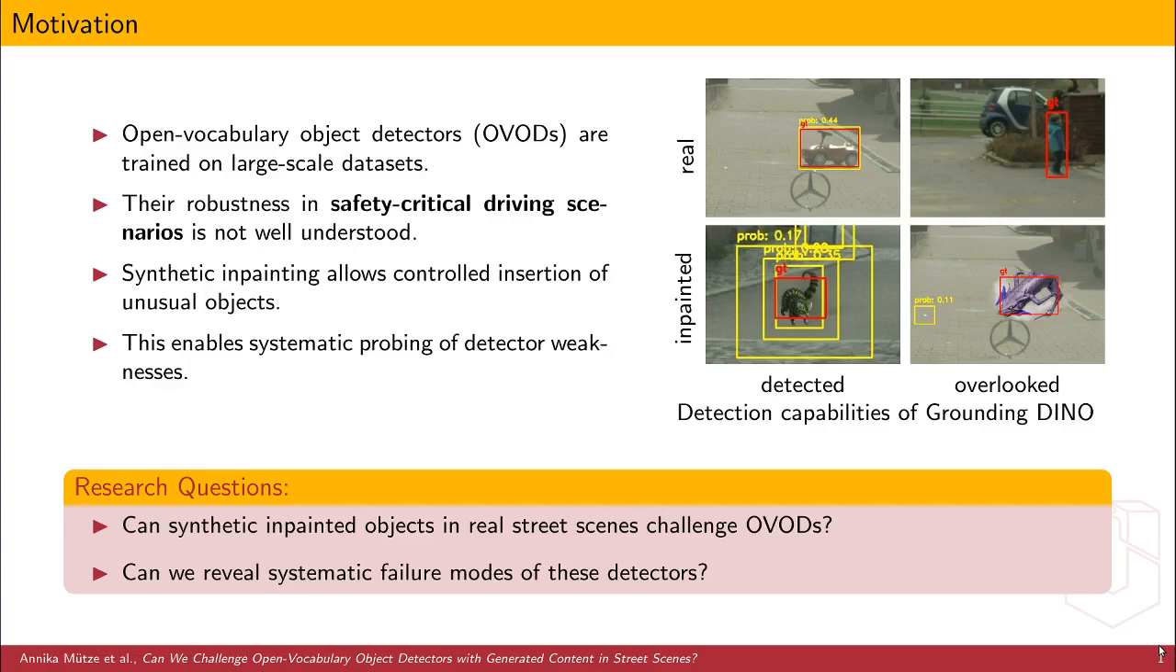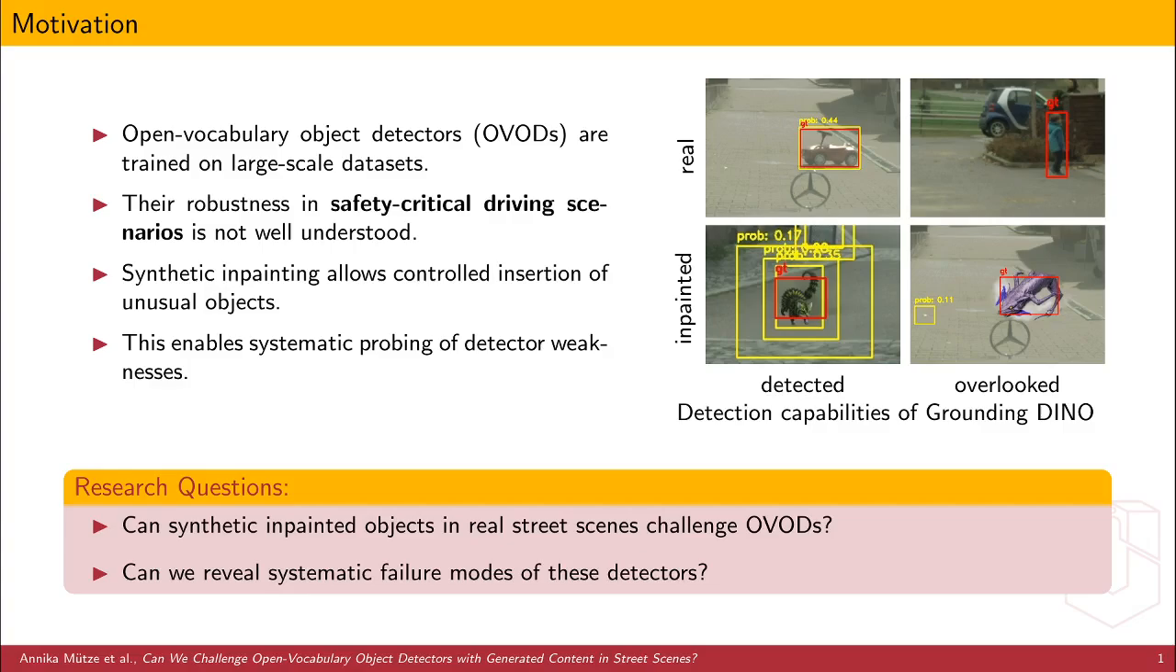Open vocabulary object detectors are trained on large-scale datasets and therefore have seen a variety of data during training. However, their robustness in safety-critical driving scenarios is not well understood. Synthetic inpainting allows controlled insertion of unusual objects, and therefore this enables systematic probing of detector weaknesses.